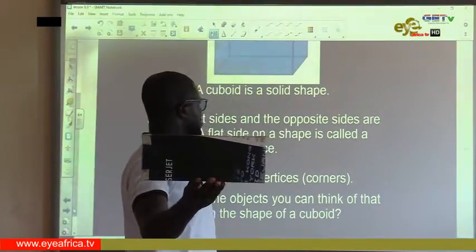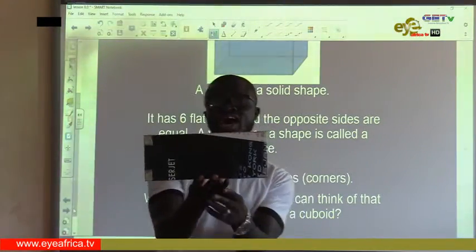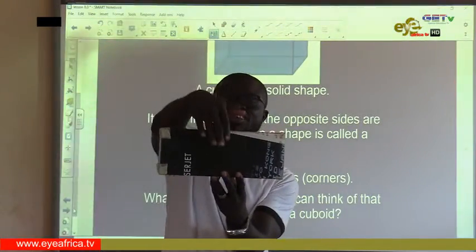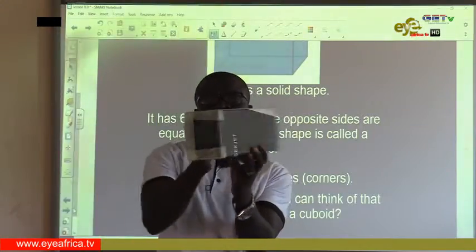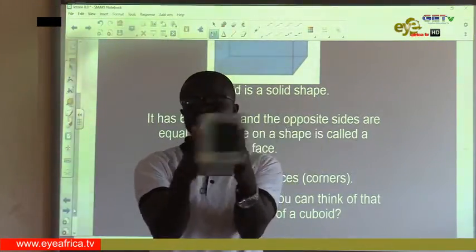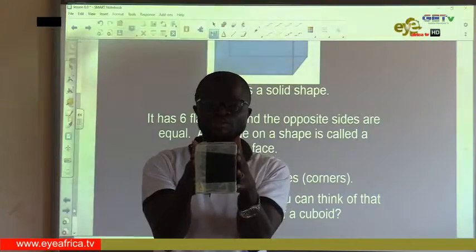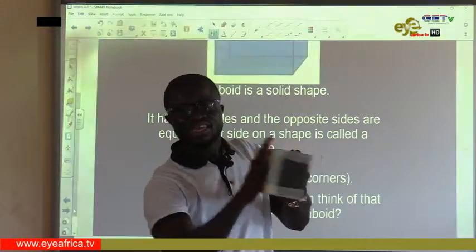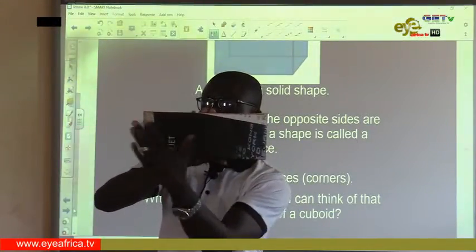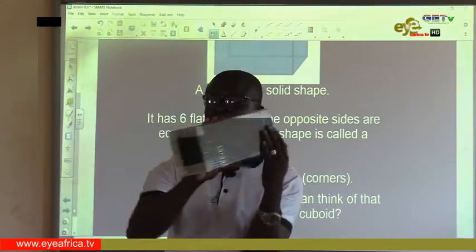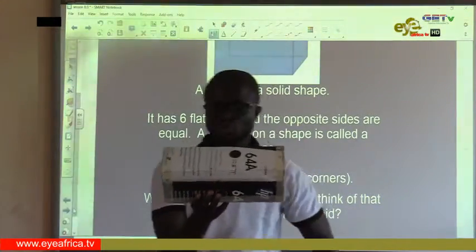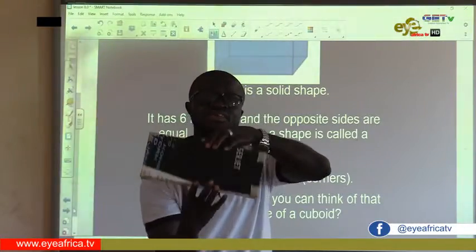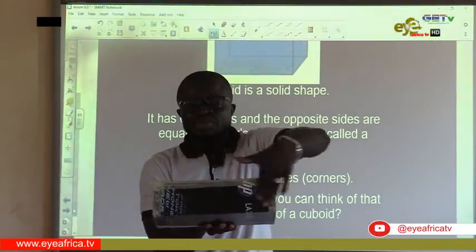The next property we mentioned is that the opposite sides are equal. Now, I want you to know that this side is opposite to this side. These 2 sides are said to be opposite. Because they are opposite, they are said to be equal. The material used in making this side is equal to the material used in making that side. So, therefore, they are said to be equal. Also, the material used in making this side is equal to the material used in making that side.